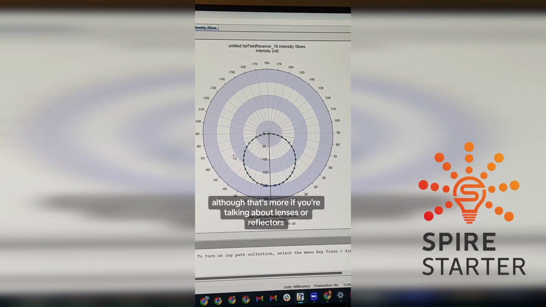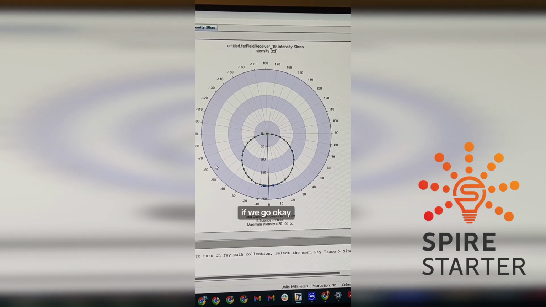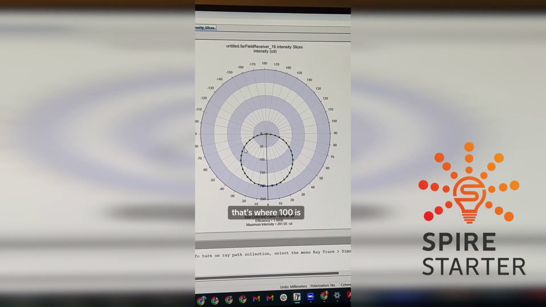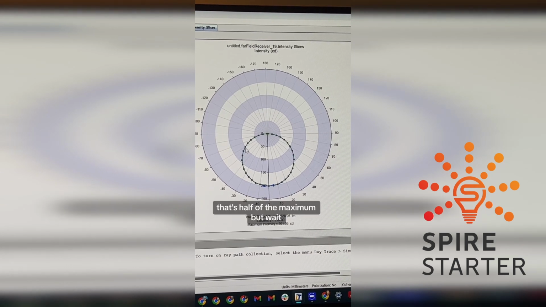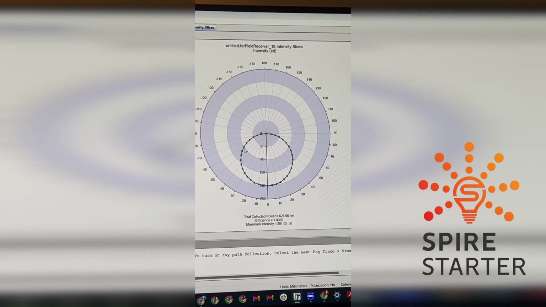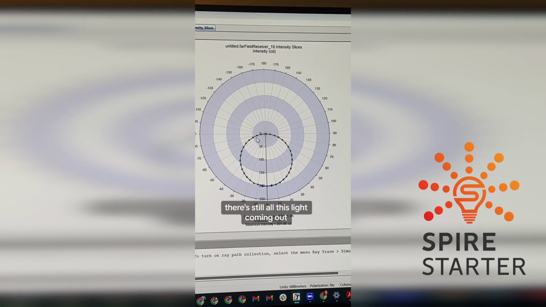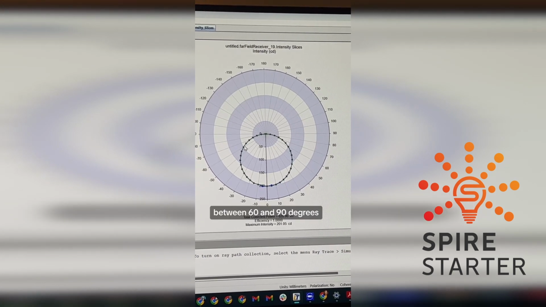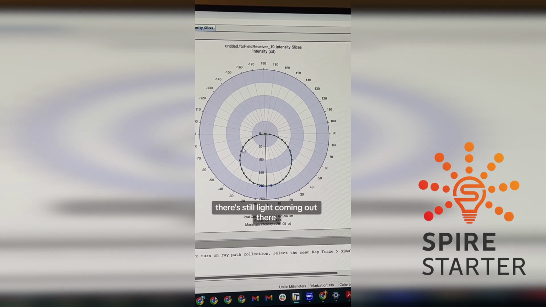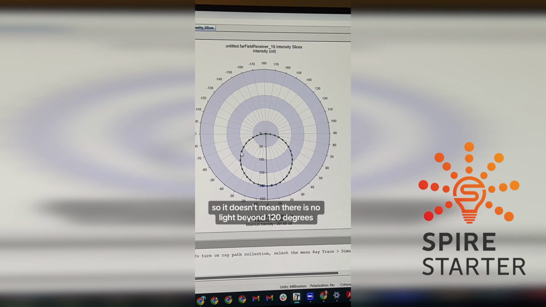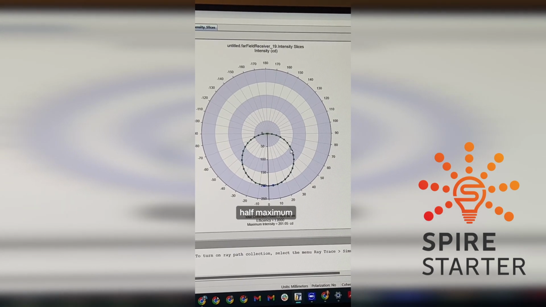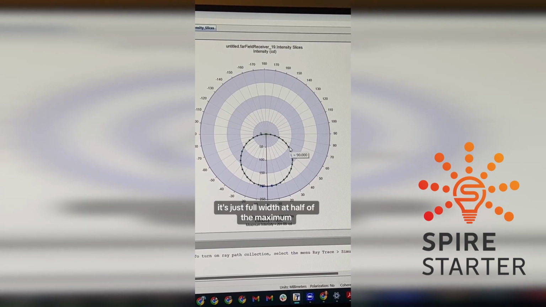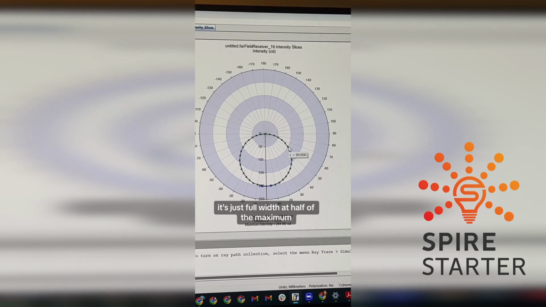Although that's more if you're talking about lenses or reflectors. Now you'll notice if we go, okay, here's 60 degrees, that's where 100 is, that's half of the maximum. But wait, there's still all this light coming out, as we saw from the CAD of the LED. Between 60 and 90 degrees, there's still light coming out there. So it doesn't mean there's no light beyond 120 degrees, if that's the full width half maximum. It's just full width at half of the maximum.